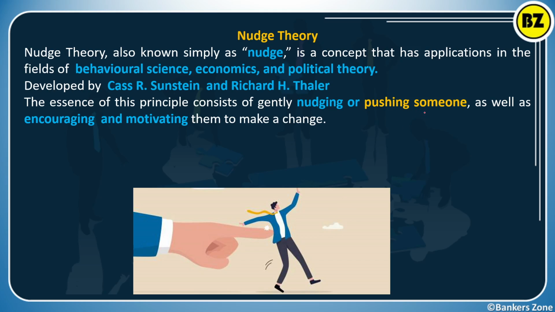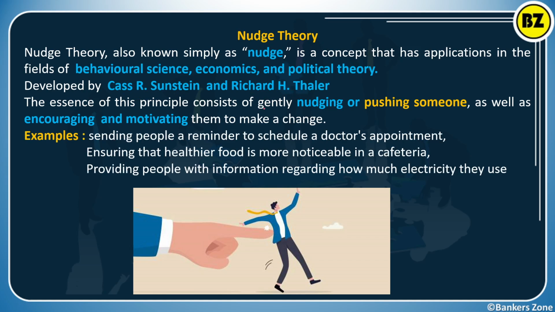If possible, remember the names of who developed it: Cass R. Sunstein and Richard H. Thaler. Now through examples you will get better clarity. Sending people a reminder to schedule a doctor's appointment. You have to visit the doctor, right? But the doctors continuously send you reminders by SMS that your appointment has been scheduled. That means you are automatically pushed towards the doctor, right?